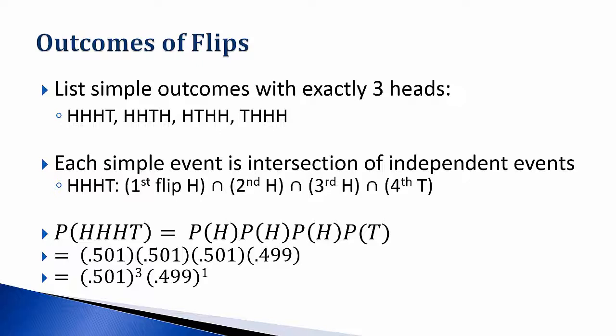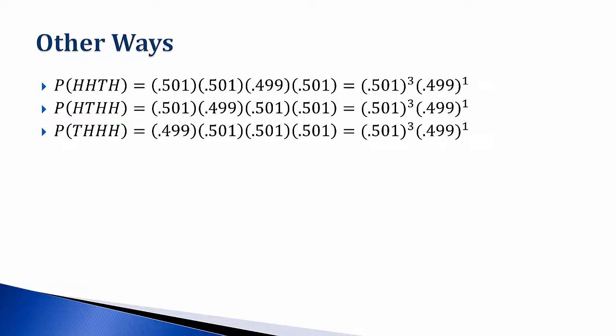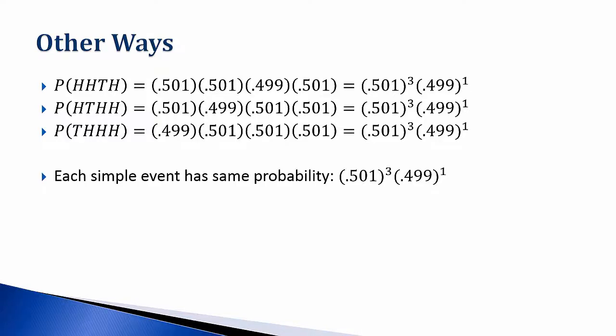So look at it carefully. The success probability raised to the power of the number of successes times the failure probability to the power of the number of failures. The other 3 outcomes all have the same probability, all 0.501 to the 3rd times 0.499 to the 1st.